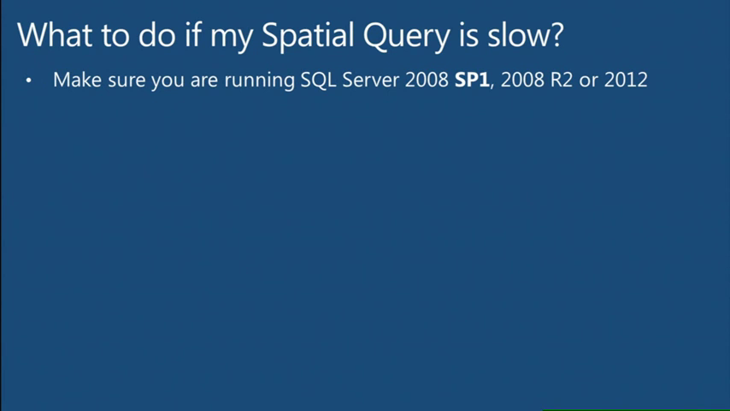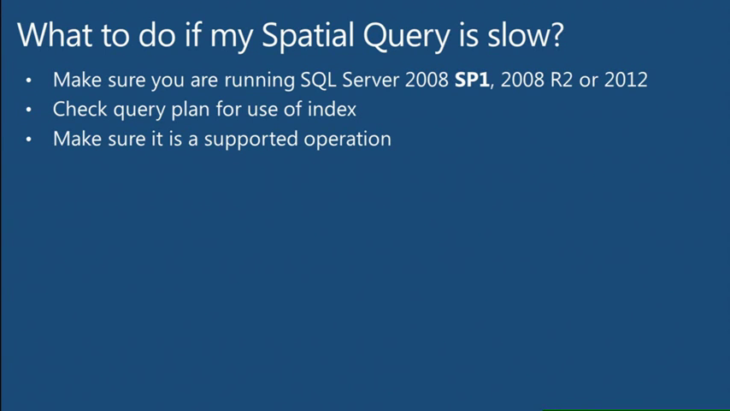So to recap, what if my spatial query is slow? That's the question that I wanted to answer. Make sure you're running SQL Server 2008 SP1, R2, or 2012. Check the query plan for use of the index. We have seen how that works. Make sure it's a supported operation. Hint the index if you're not going to get it. Sometimes it might also help if you hint the join type to make, for example, the nested loop join into a merge join.